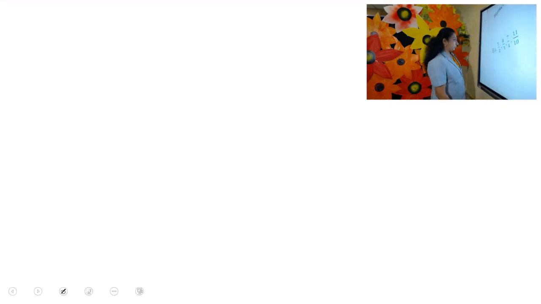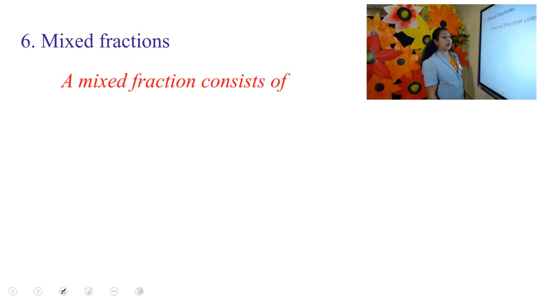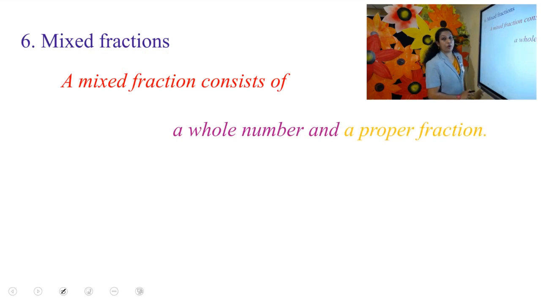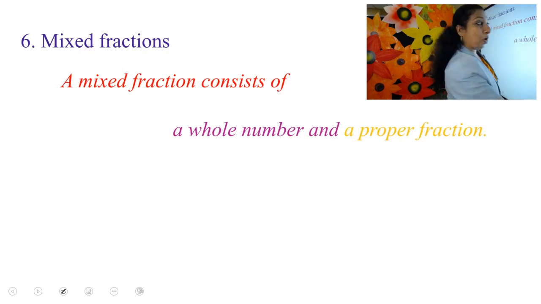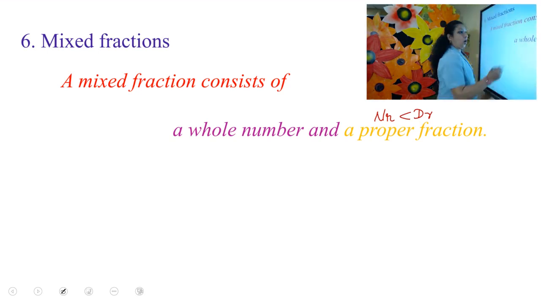Next, sixth one is mixed fraction. Mixed fraction means there will be a whole number. A mixed fraction consists of a whole number and a proper fraction. Now you learned what is a proper fraction. Proper fraction means numerator will be less than the denominator. Whole numbers means we know 0, 1, 2, 3, etc. So there will be a whole number, then a proper fraction. Those fractions are known as mixed fraction. So look at the example.